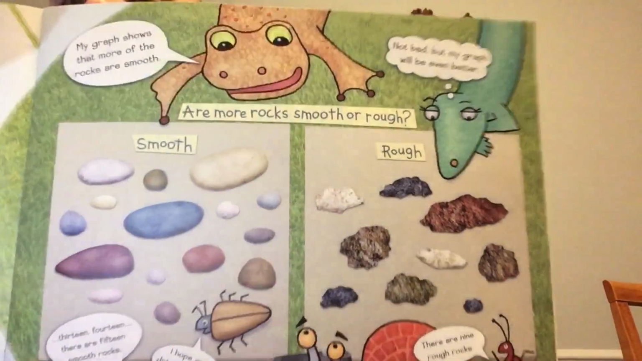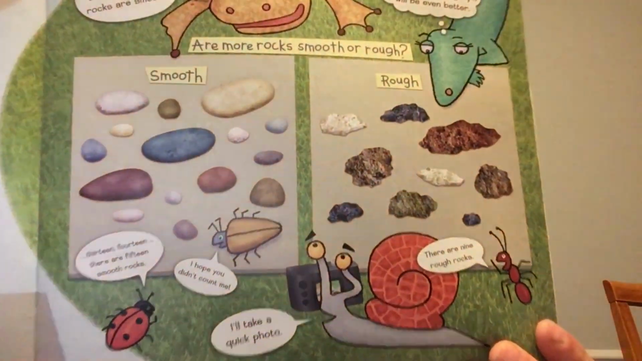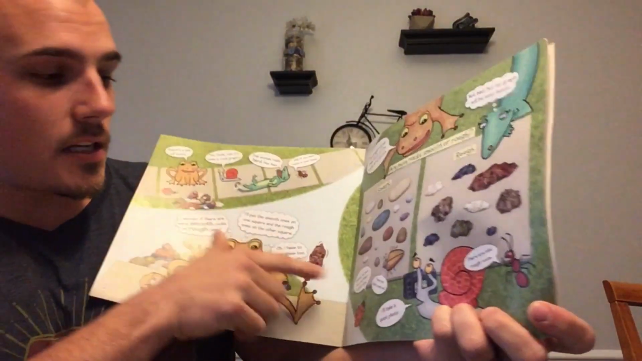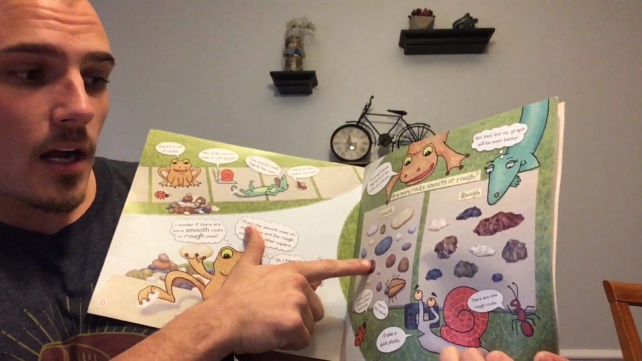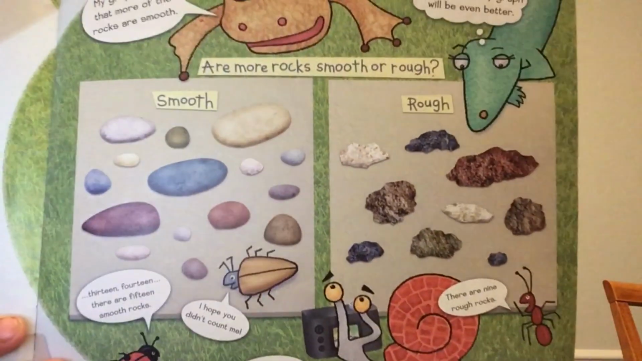So if you look at his graph, it says, are more rocks smooth or rough? He separated them by smooth and rough. And if you count them, you'll see there are 15 smooth rocks and there are 9 rough rocks. So this shows his data in a graph.